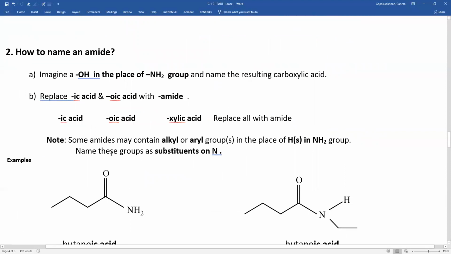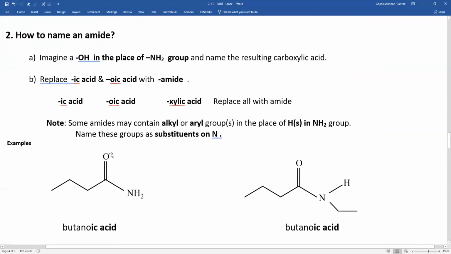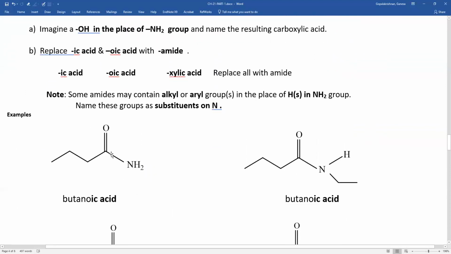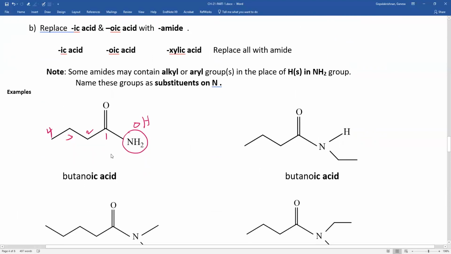How to name an amide? Same technique. Imagine OH in the place of the NH2. You see a carboxylic acid. Its name is butanoic acid. And then replace OIC and acid with amide. This is butanamide.